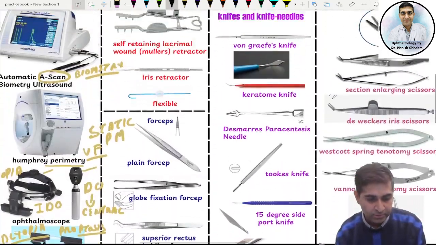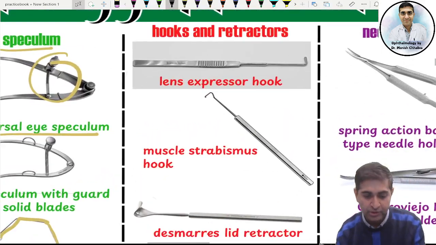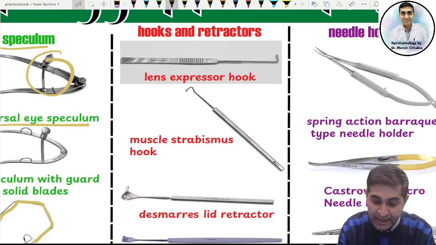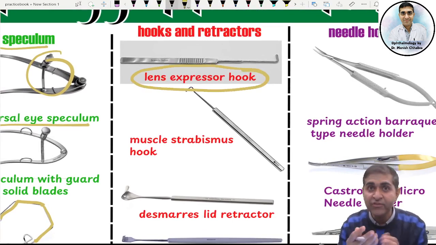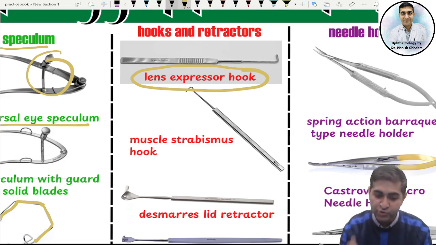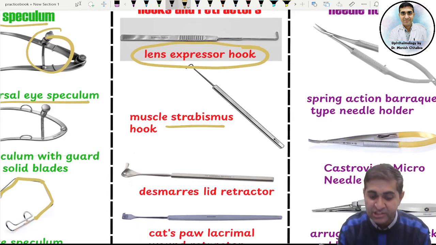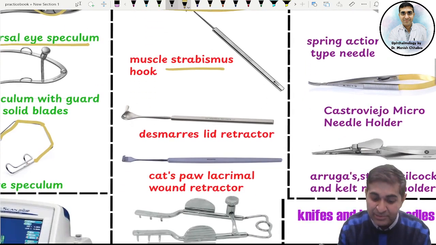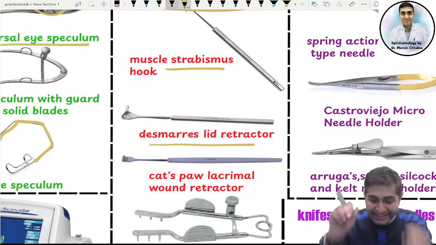Now coming over to different instruments which you generally use in the main operation theater. So the lens expressor hook is used if you want to pull out the lens from the capsular bag, usually done in small incision cataract surgery or extracapsular cataract extraction. Muscle strabismus hook, where you want to secure the extraocular muscle. Desmarres lid retractor, you want to retract the lid.